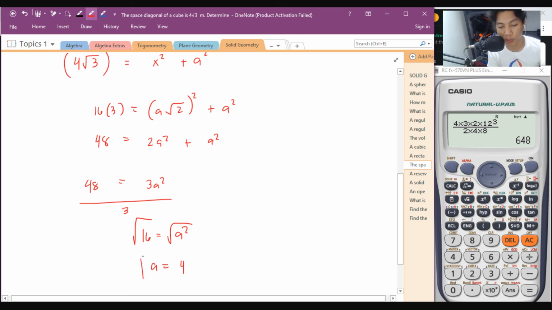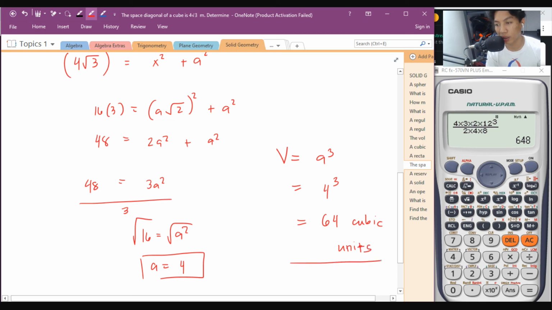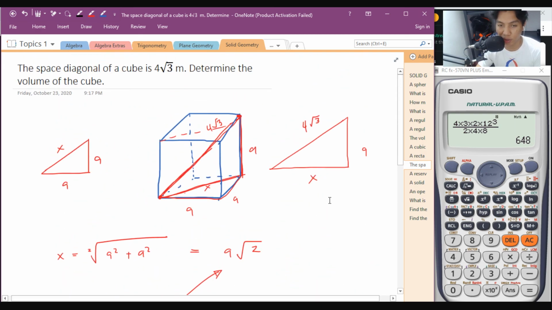Square root ng 16, a will be equal to 4. Meron na tayo. In order for us to find the volume of the cube, a cubed, that is 4 cubed. 4 times 4 times 4, that is 64 cubic units. Very basic. Okay? Ganun lang po mag-solve ng solid geometry.